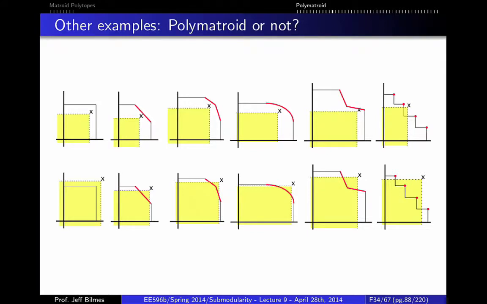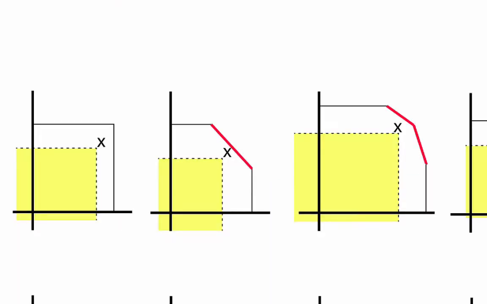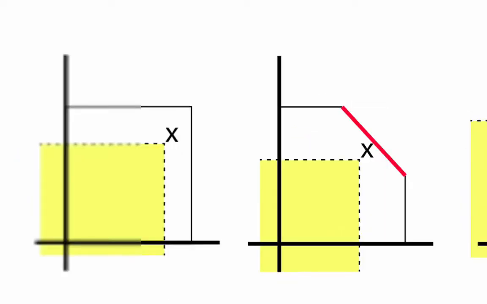So that doesn't change anything. Okay, let's play a game. Name that polytope, or sorry, name that polymatroid. So let's start with this one. Is this a polymatroid? The one on the left.